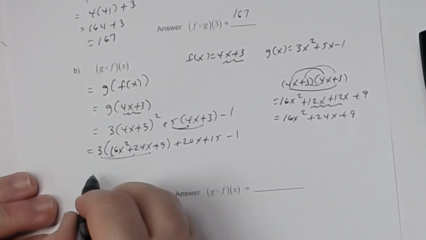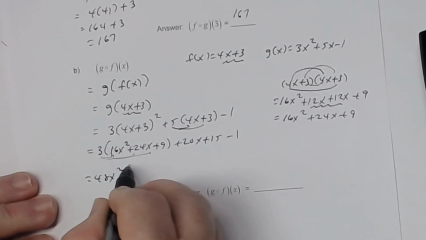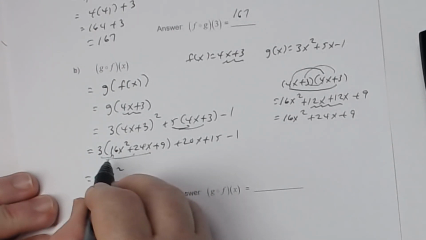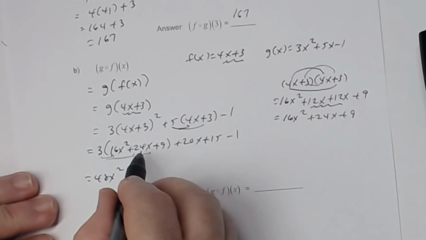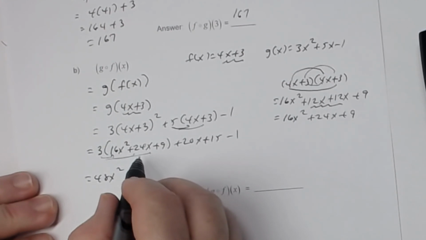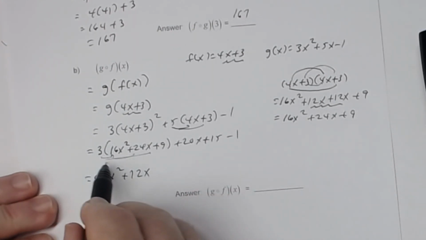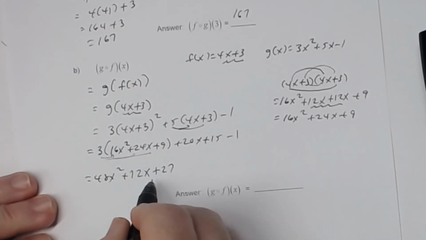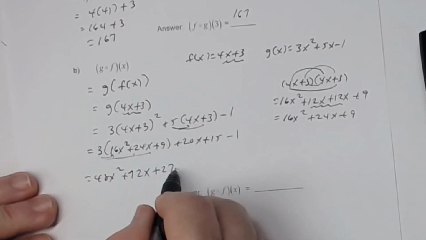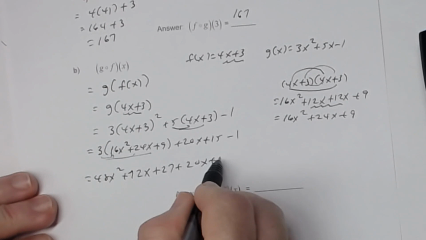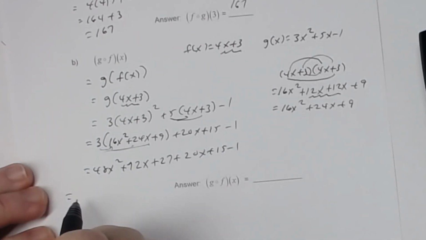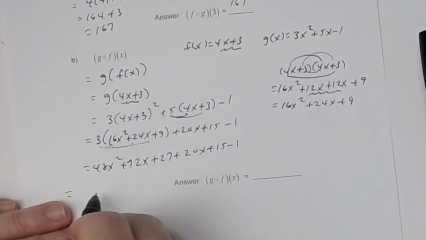16 times 3 is going to be 48x squared. 16x squared times 3 is 48x squared. 3 times 24x is going to be 72x. And then 3 times 9 is 27. And then plus 20x plus 15 minus 1. And then combining like terms, I get 48x squared.